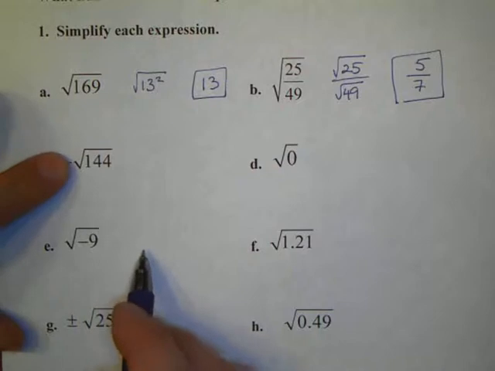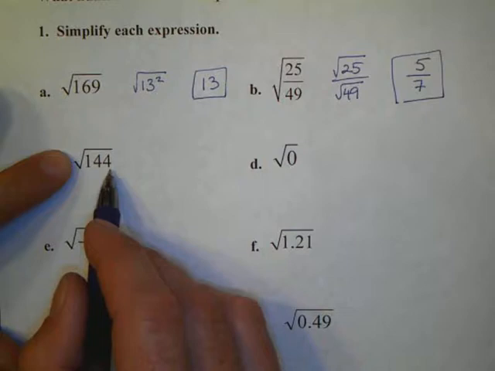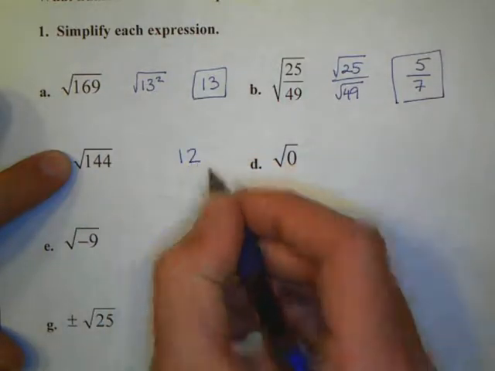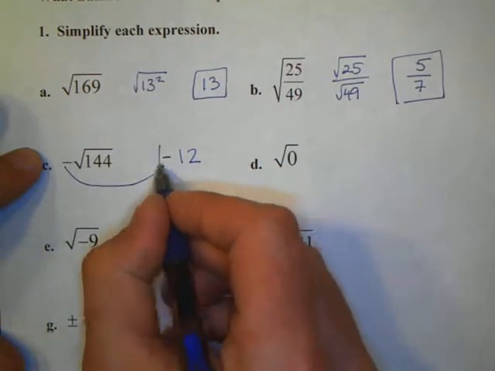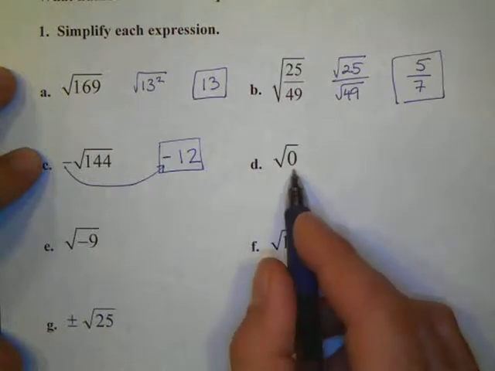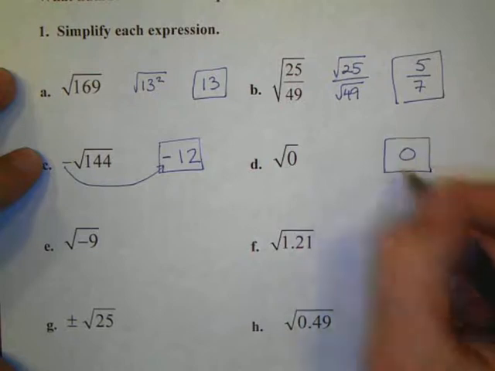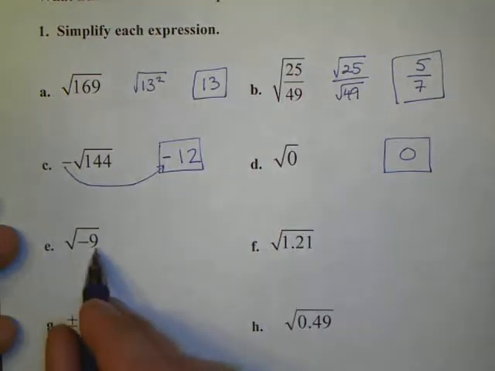Now the next one, we have the opposite sign in front of a square root. So in your mind, cover up that opposite sign, pretend it's not there. Let's just consider, what is the square root of 144? Well, 12 times 12 is 144. So the answer is 12, and then we take that opposite sign and put it in front, so our true answer is the opposite of 12, or negative 12. What times itself equals 0? Well, 0 times itself equals 0, so the answer is just 0.